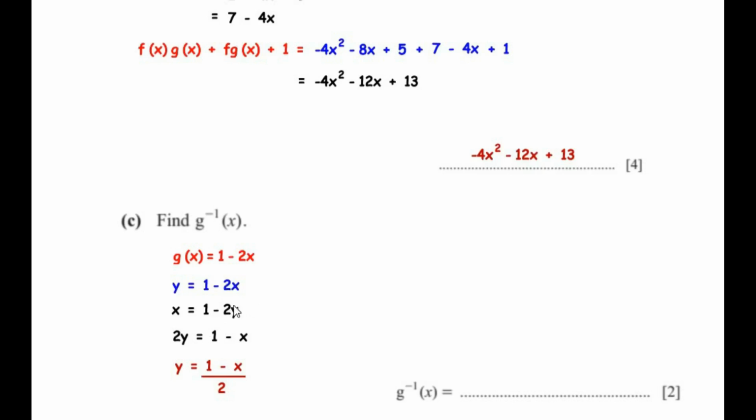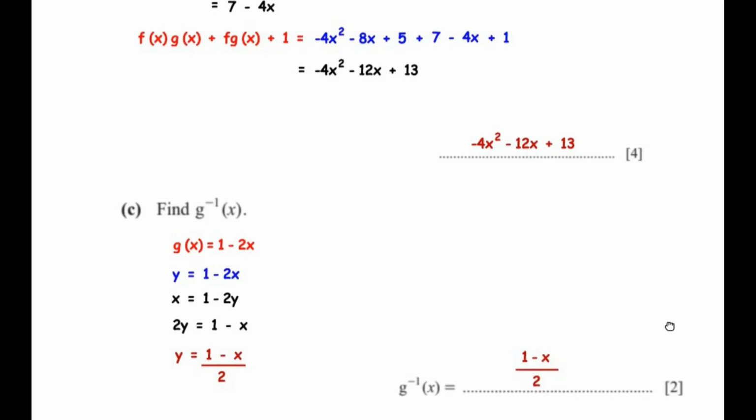Now let us try to make y the subject. Since y is negative, we take it to the left hand side and x takes its place. So minus 2y becomes positive 2y is equal to 1 plus x becomes minus x. So we get 2y is equal to 1 minus x. Now taking 2 to the other side, it divides the entire term. So y will be equal to 1 minus x over 2, or we can say g inverse is equal to 1 minus x over 2. So this is our answer.